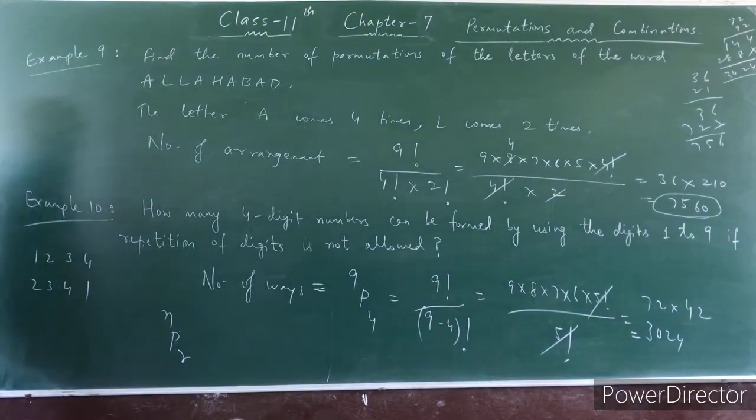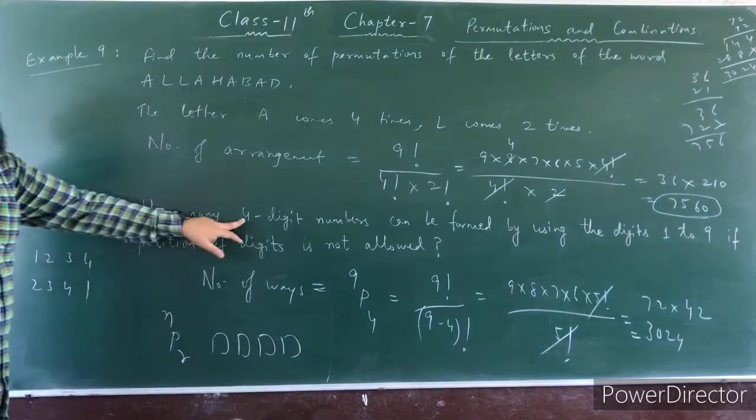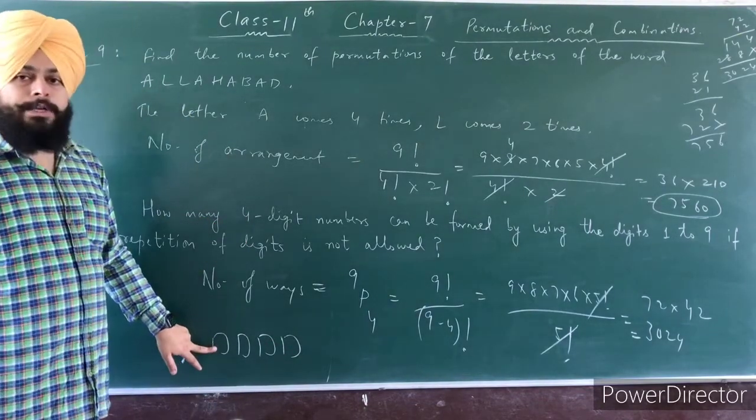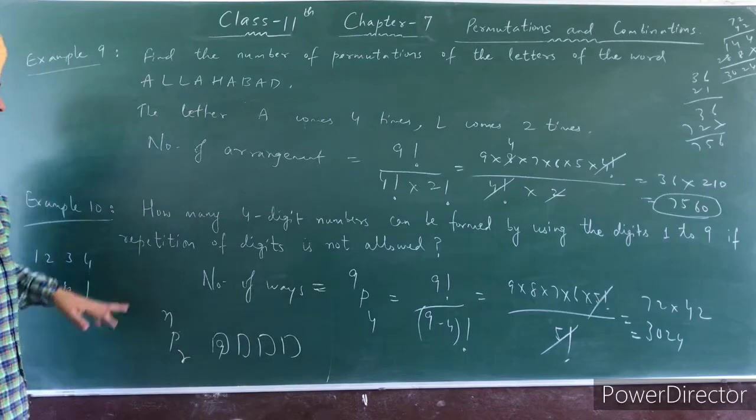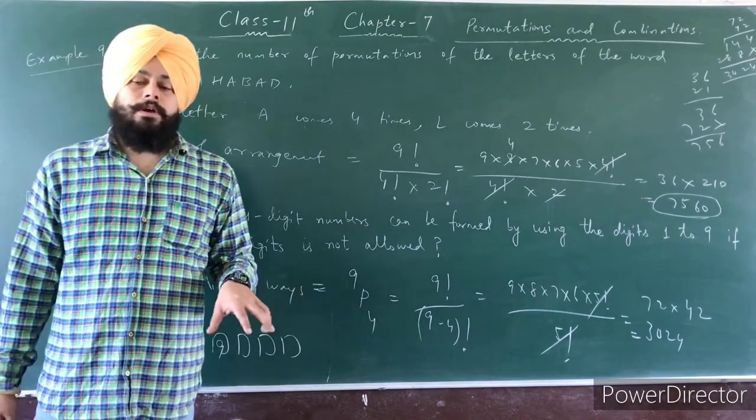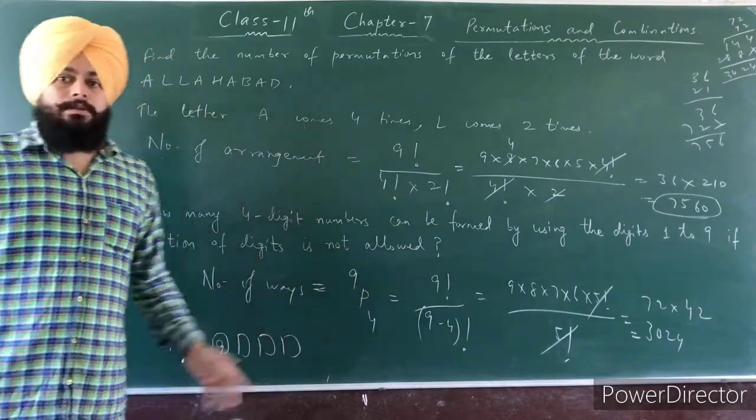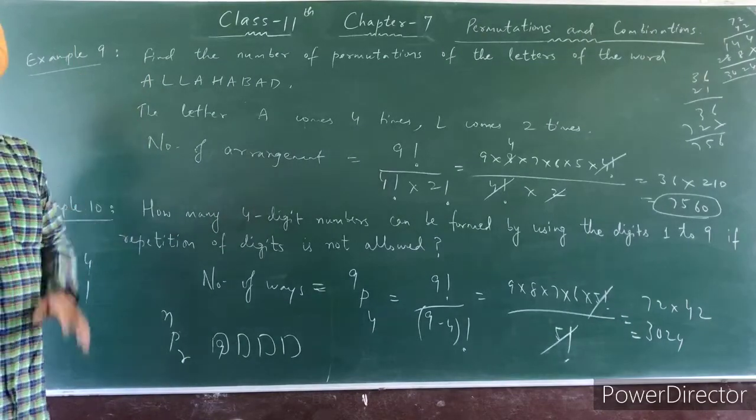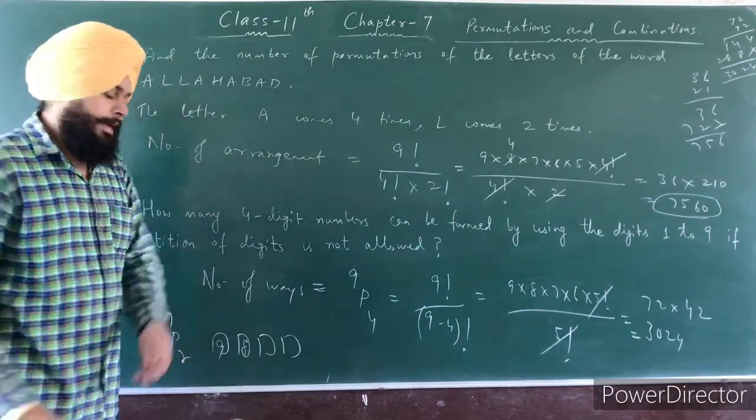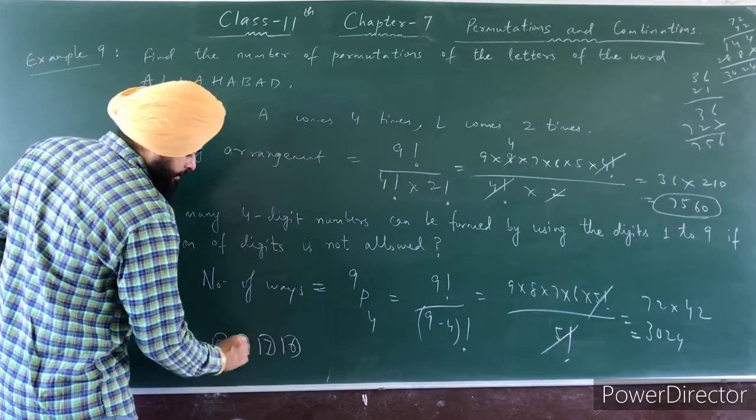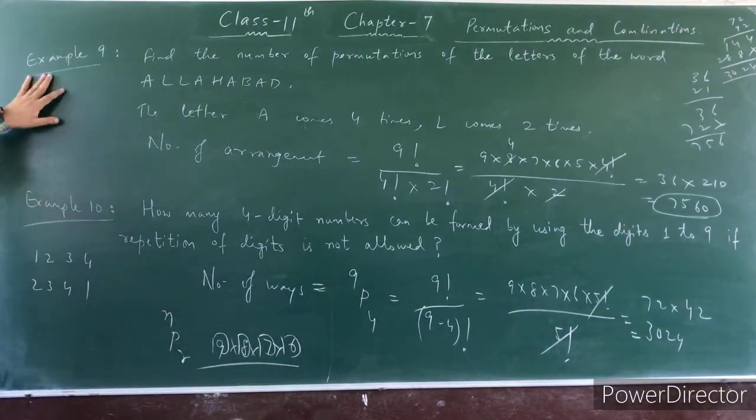Alright. You can also solve it by making 4 boxes, because you have to find a 4-digit number. In the first box, how many choices are there? Between 1 to 9, there are 9 choices. You can write 9 here. And the condition is that repetition of digits is not allowed. Suppose 2 came among the 9; then 2 is not repeated again. So in the next place there are total 8 choices. You can write 8 here. Okay, one digit is fixed. Next there are again 7 choices and the last 6 choices. Multiply these numbers. So the answer is 3024. So these are your examples number 9 and 10.